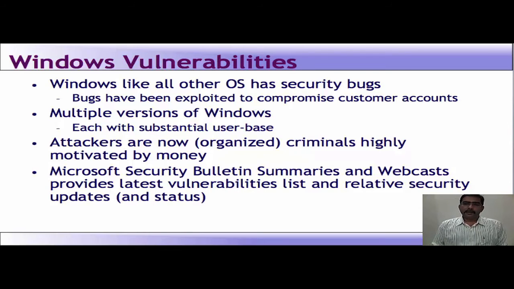Windows, like any other OS, has security bugs. Bugs have been exploited to compromise customer accounts. There are multiple versions of Windows, each with a substantial user base. And attackers are now more organized, or they are organized criminals. They are highly motivated by money. Microsoft security bulletin summaries and webcasts provide the latest vulnerability list and relative security updates and status.